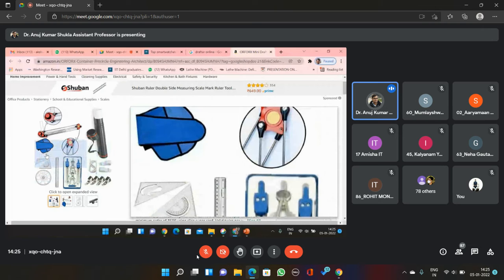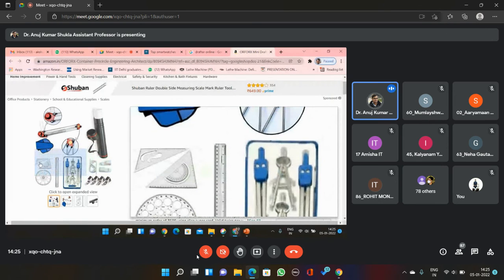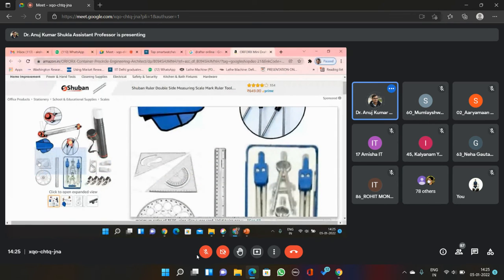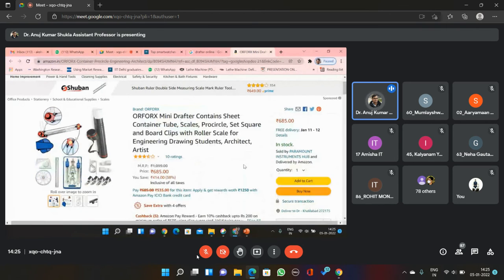Additionally, there is one thing that has not been mentioned here, that is the French curve. Here you can see, you can draw some curves using this instrument. There are several French curves available.